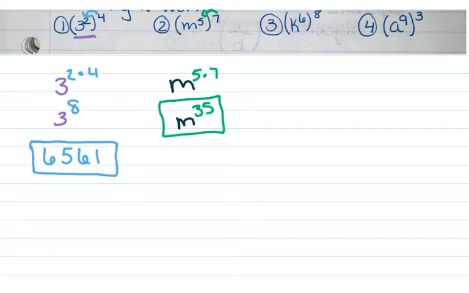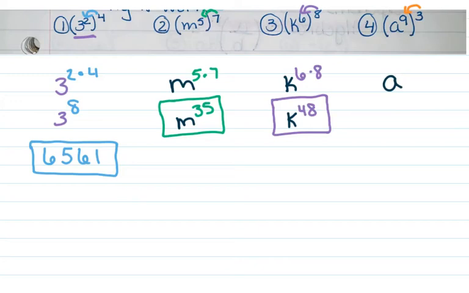Hopefully at this time you've paused the video and you worked this out. I have a base of k. My exponent is 6 times 8. So this would be k to the 48. And then the last one, we're going to multiply 9 times 3. So I get a to the 9 times 3. This would simplify to a raised to the 27. Hopefully those weren't too bad and you could understand those.